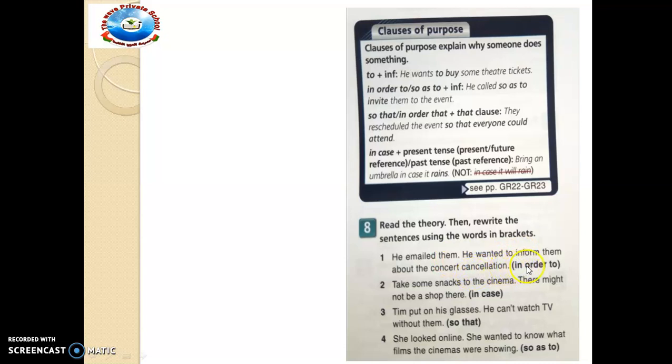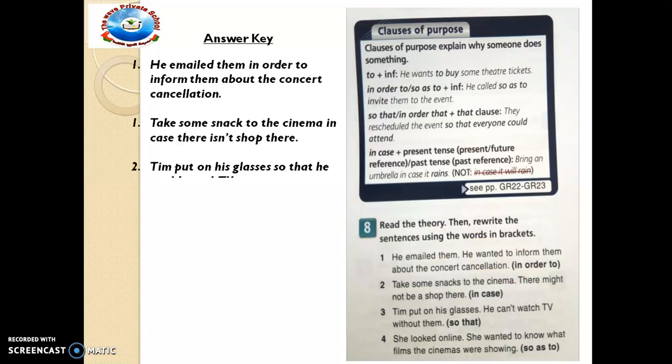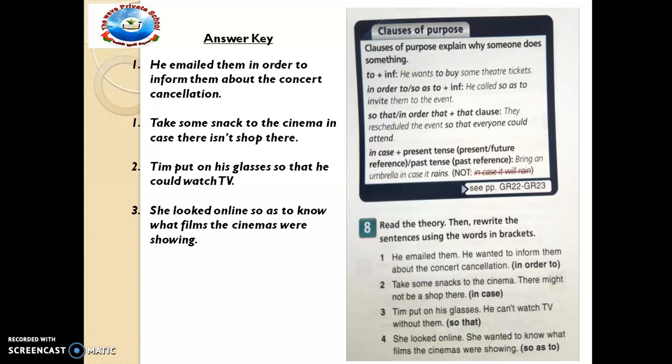Now, how do we use "in order to" here? Let's see. He emailed them in order to inform them about the concert cancellation. You see how I have put that in. So I want you to read this. Read it so that you will understand how to place these words in brackets.